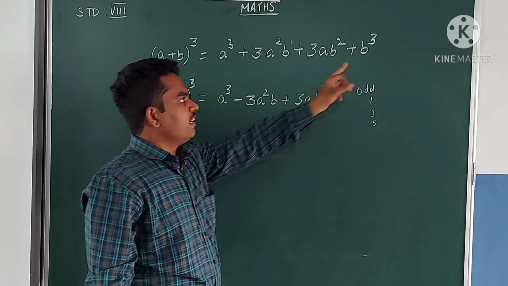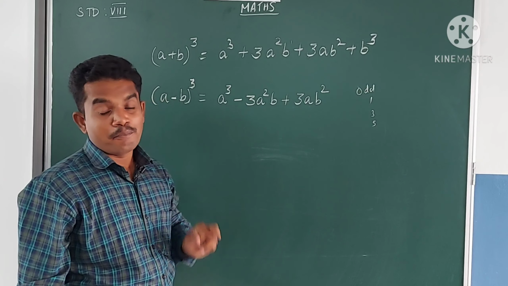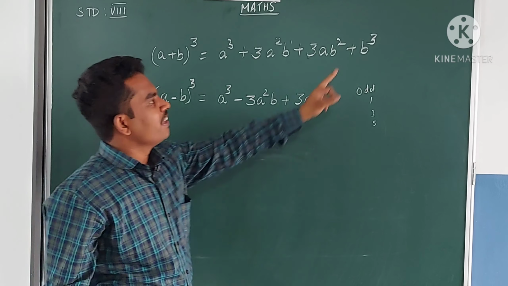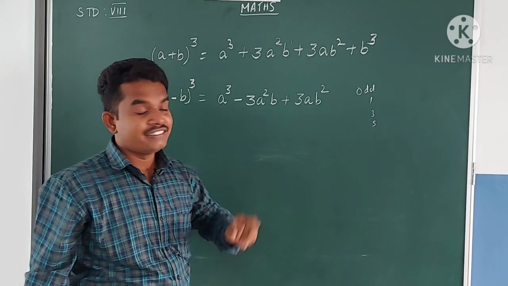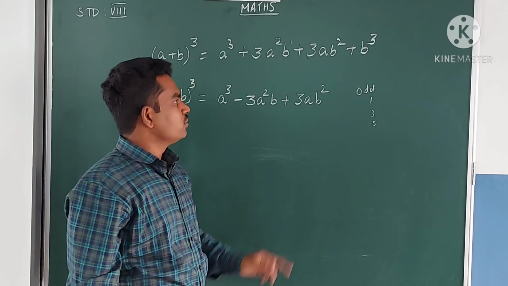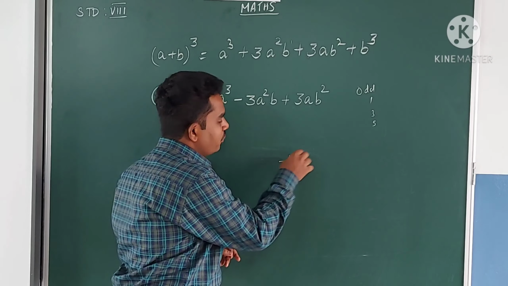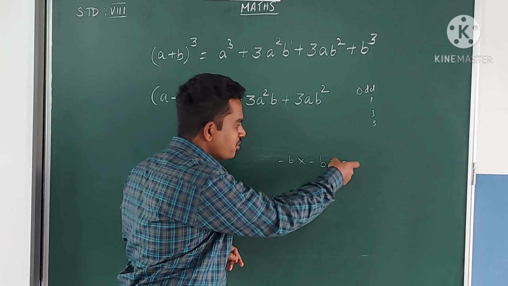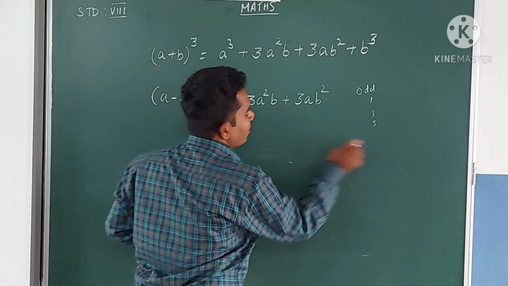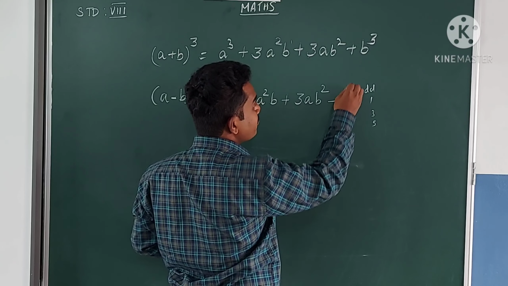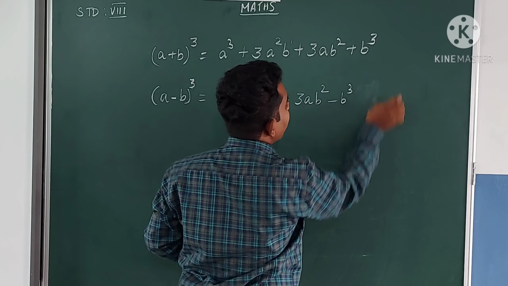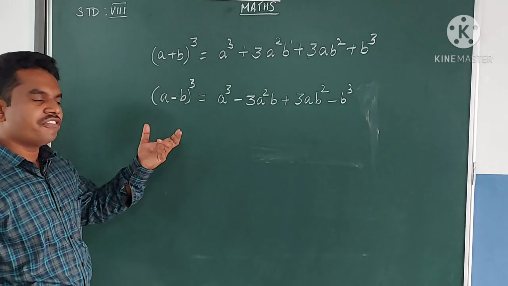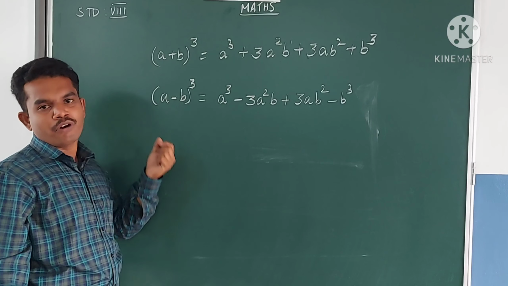Next, b cube has minus b cube. Why? The power 3 is an odd number, so minus b into minus b into minus b. Minus into minus is plus, plus into minus is minus. So the resultant value is minus b cube. Okay, so it is a shortcut for the a minus b the whole cube formula.